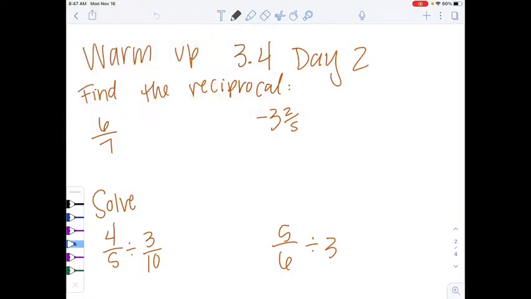These are the warm-ups for 3.4 day 2. So I want you to pause this, try these on your own, and then we'll go through them together. So the first couple say to find the reciprocal.